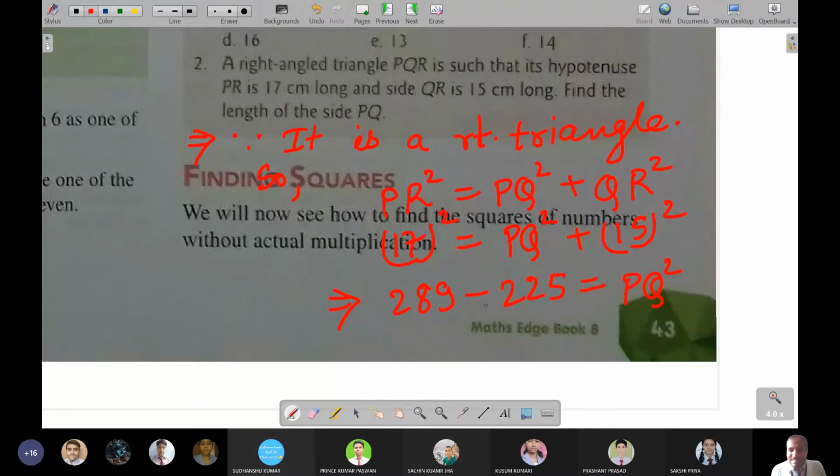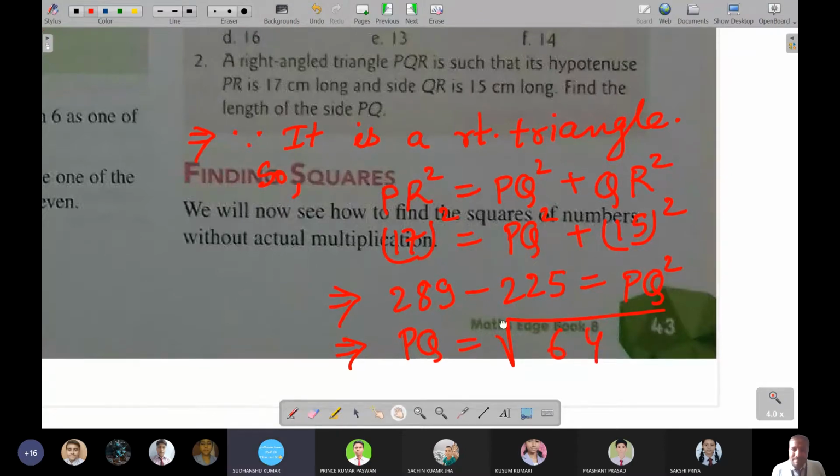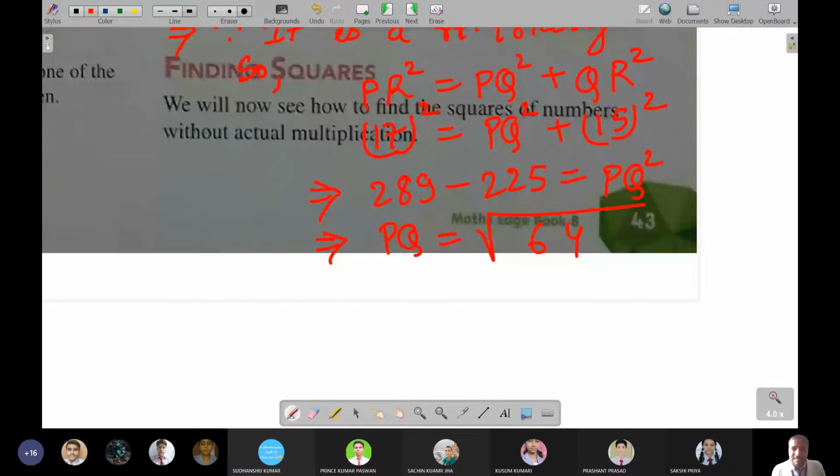This plus came to this side, so it changed into minus. 15 square came to this side, so it changed into minus. Now the square will be removed, then it will be root on the other side. So 289 minus 225 will become 64, and root under 64 is 8. Therefore you can write PQ is equal to 8 centimeter. Answer.